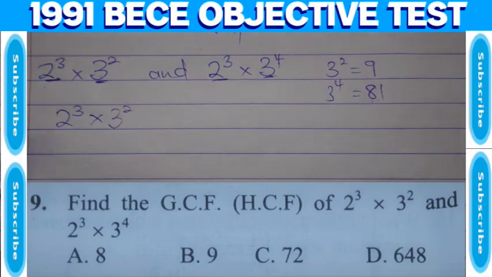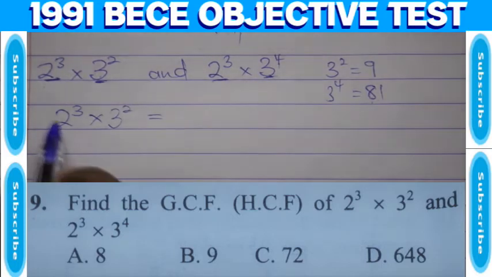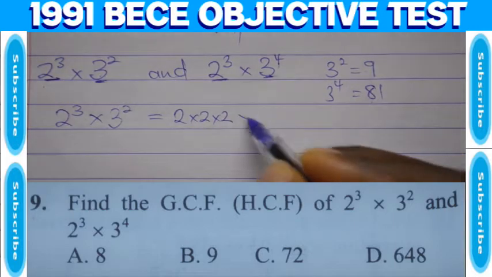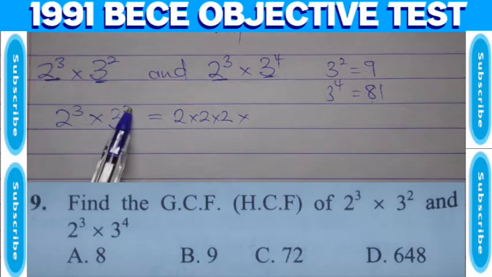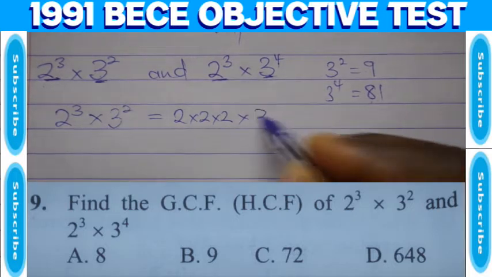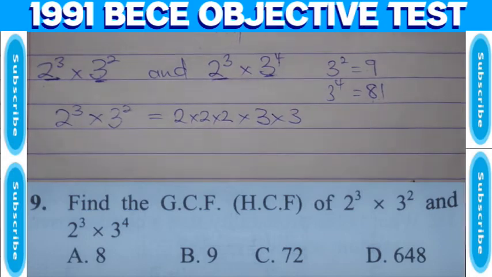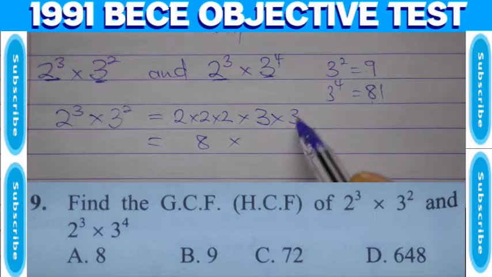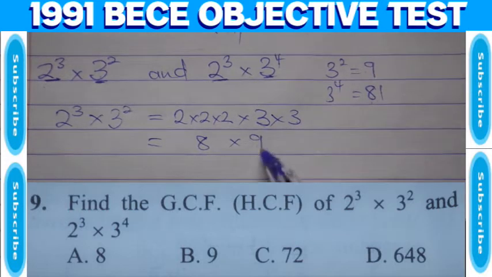And then we multiply these two to find the highest common factor for this and that. So let's multiply these two. 2 exponent 3 means 2 times 2 times 2, 2 multiplying itself 3 times, times 3 exponent 2, which means 3 is multiplying itself 2 times. Once we have this, let's find the product. 2 times 2 times 2 gives us 8. Let's write it down here. Multiply by 3, multiply by 3. 3 times 3 gives us 9.